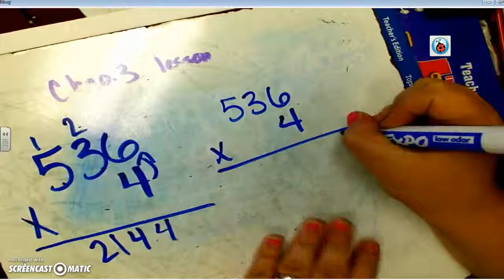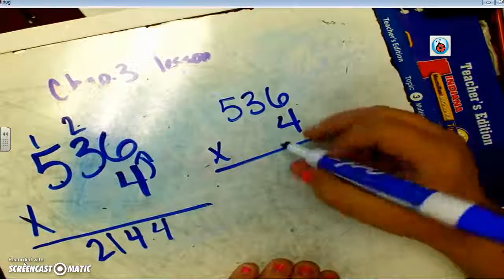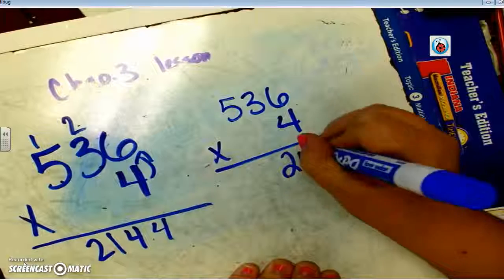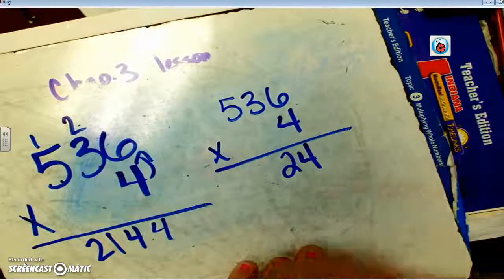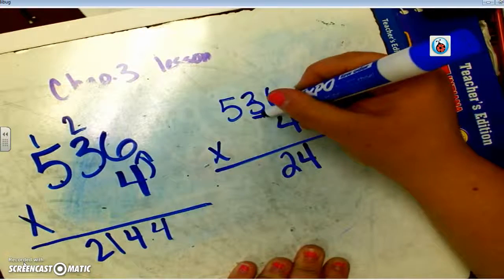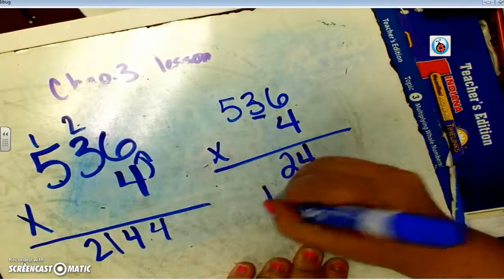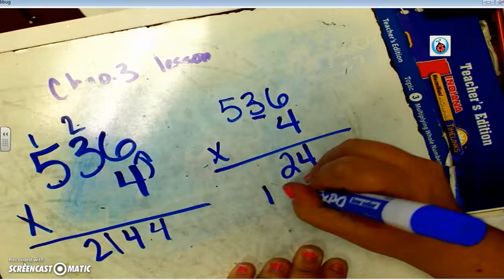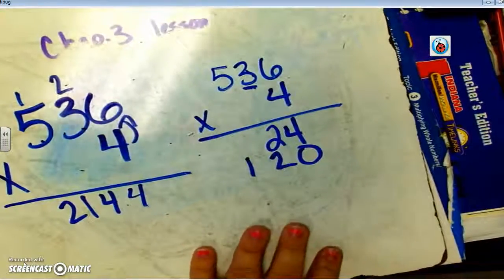See if you can do it on your board. First you take 6 times 4, and that's 24. And then you take 30 times 4. Okay. Then she noticed she had a 3 here. She knows the value of 3 in the tens place is 30, and she took 30 times 4 and got what? 120. Notice we're still lining up place values. And then you take 500 times.